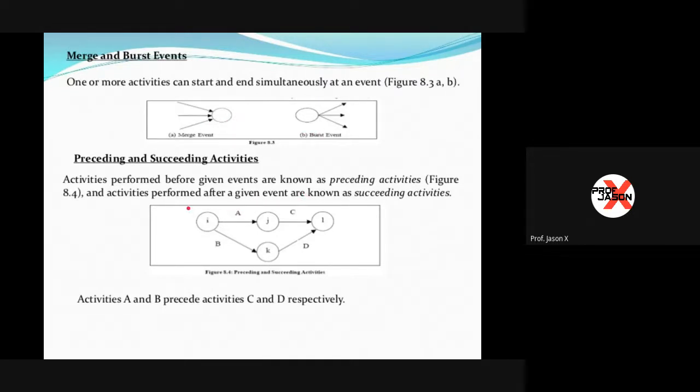Now, activities performed before a given event are known as preceding activities, and activities performed after a given event are known as succeeding activities. From the terms themselves, preceding and succeeding are both self-explanatory. So for example here, we can see that activities A and B precede, meaning they occur before, activities C and D. It is shown by the directional arrows and by the diagram itself. You cannot go to activity C or activity D without first finishing activities A and B. So they precede, and these are the succeeding activities.